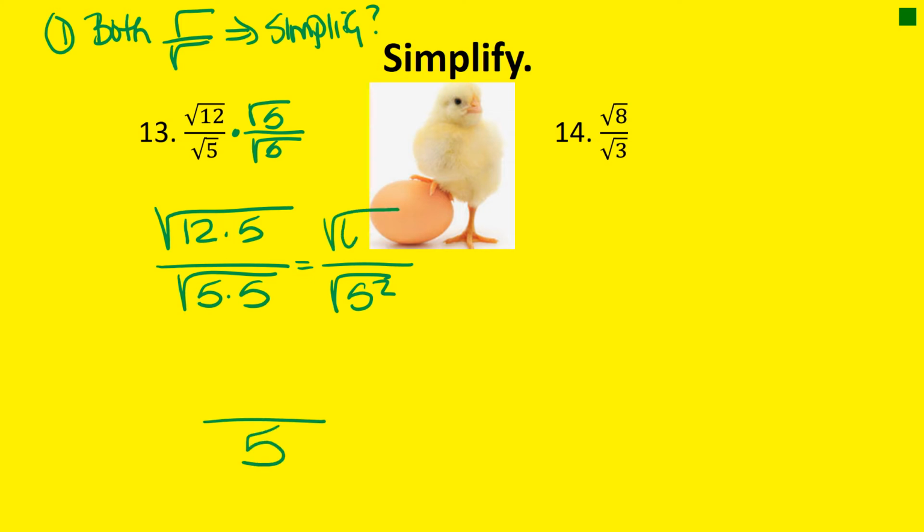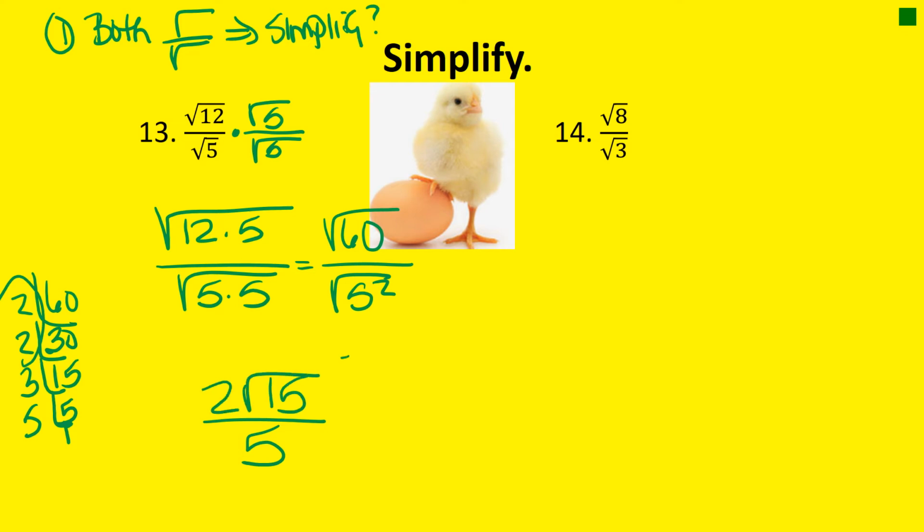12 times 5 is 60. So I'm going to go over here and I'm going to hedge 60. All right? For the sake of time, I'm doing a little zippy hedging because we're getting a little tired. This is a long video. The 2's come out. I have 2. 3 times 5 stays inside. So it's 2 times the square root of 15 over 5.